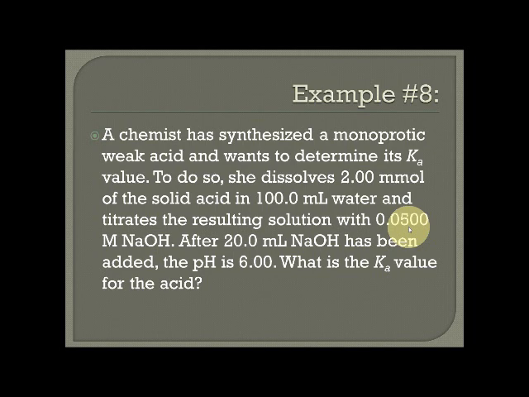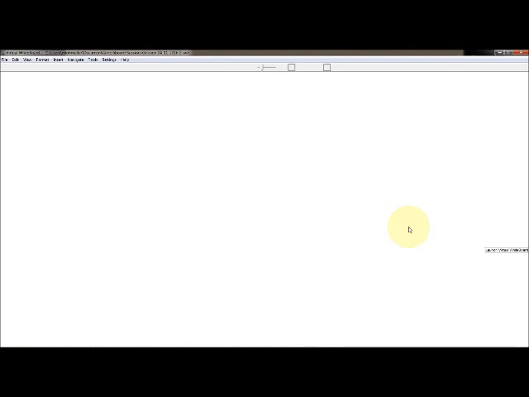So we are now going to solve for the Ka instead. A chemist has synthesized a monoprotic weak acid and wants to determine its Ka value. To do so, she dissolves 2 millimoles of the solid acid in 100 milliliters of water and titrates the resulting solution with 0.05 molar sodium hydroxide. After 20 milliliters of sodium hydroxide has been added, the pH is 6. So what is the Ka for the acid?